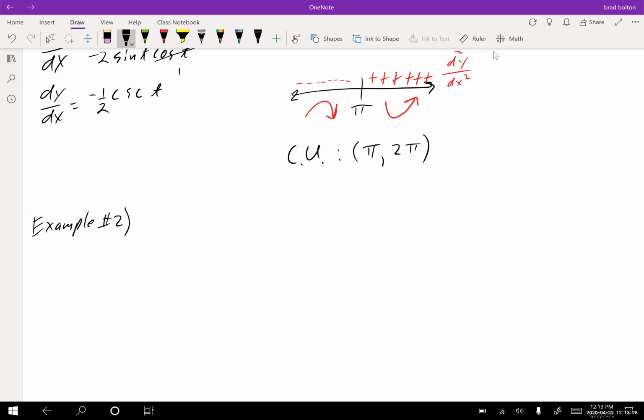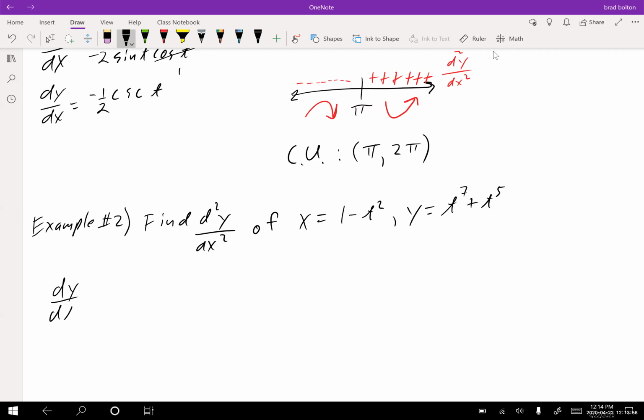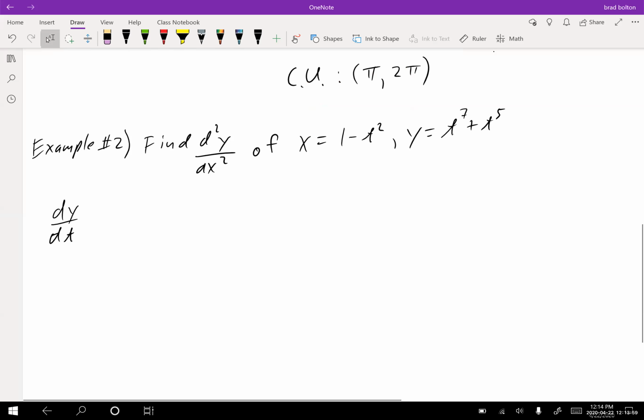Okay, so it says find d squared y over dx squared of, and I'm going to tell you what x is worth. x is worth 1 minus t squared, and y is worth t to the 7th plus t to the 5th. I'm not asking for concavity this time, just the second derivative. We know we'll need dy dt and dx dt.